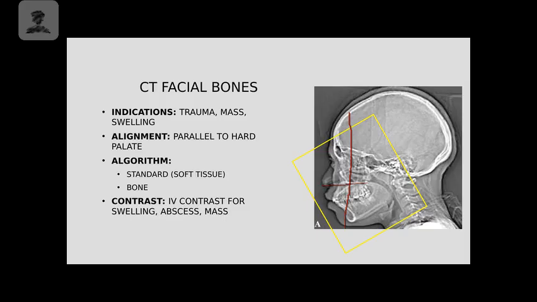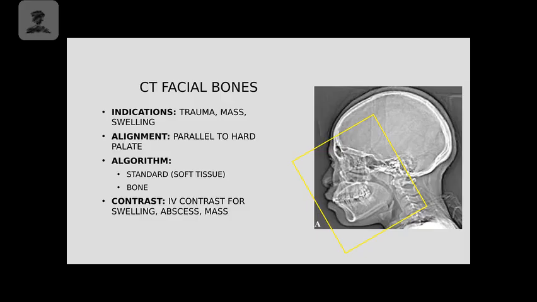Our algorithms that we'll utilize if we're worried about masses or bleeding or swelling, we typically will use a standard or soft tissue algorithm that'll display that the best. If we're looking for fractures, though, we will be utilizing a bone algorithm. Contrast purposes could be for identifying, again, that swelling or mass.